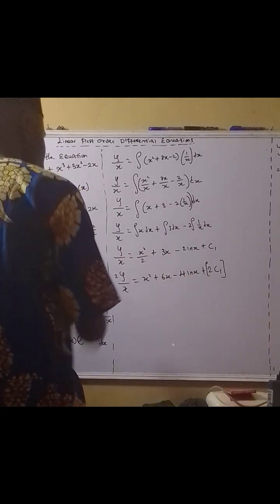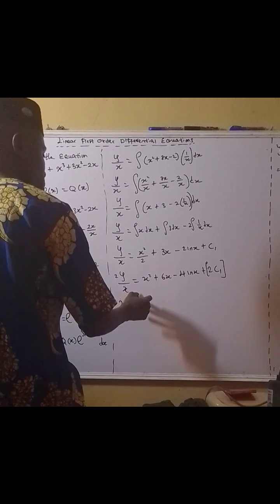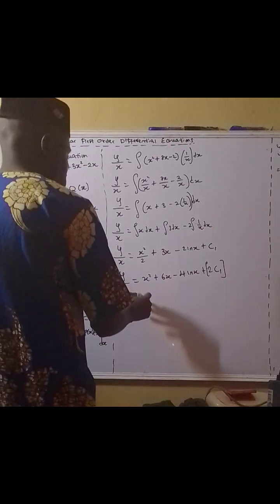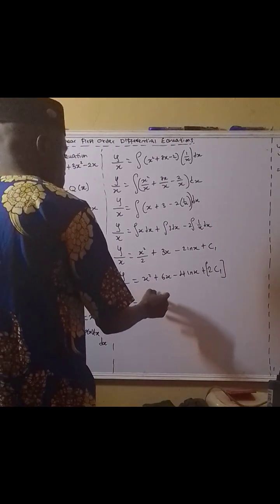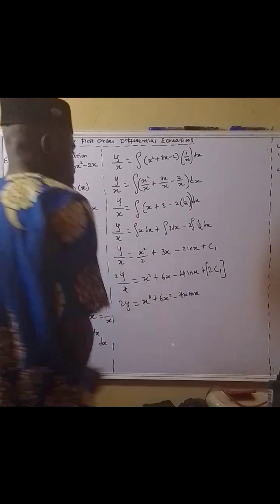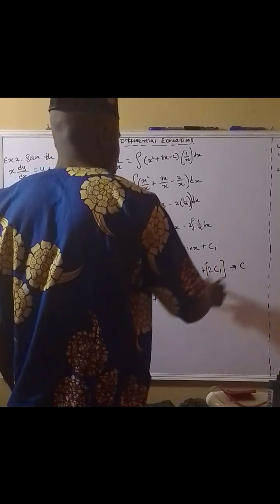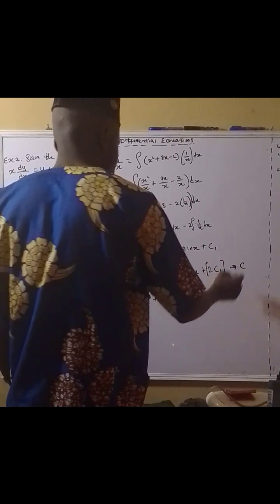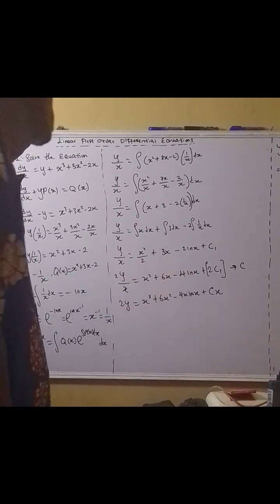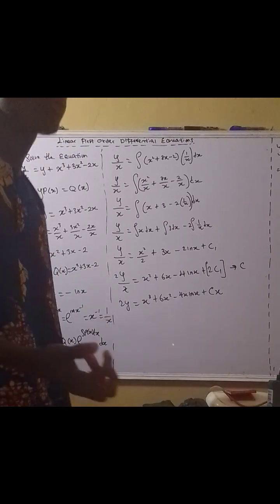Are you with me? So if you multiply everything also by x throughout, so as to cancel out the x you have here, you have 2y equals x cubed plus 6x squared minus 4x ln x. Are you with me? Then plus, this becomes a constant c, so that will be plus c times x. Which means this is actually the general solution for the linear differential equation being given.